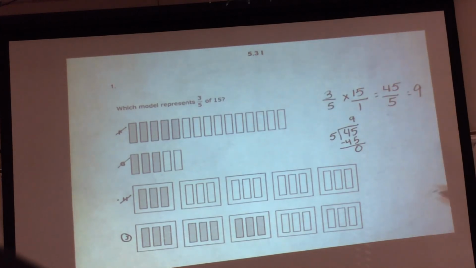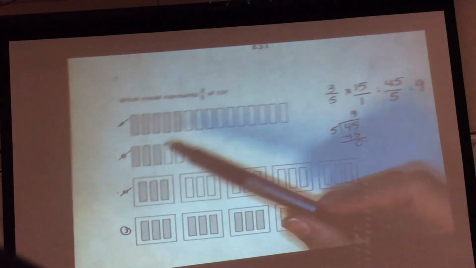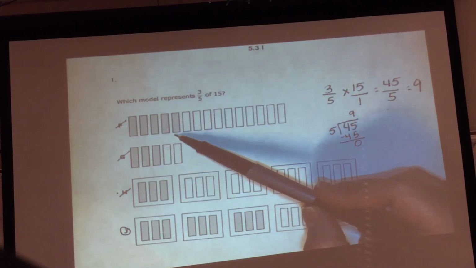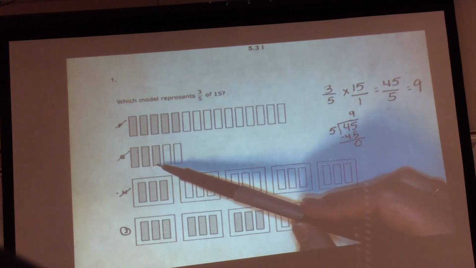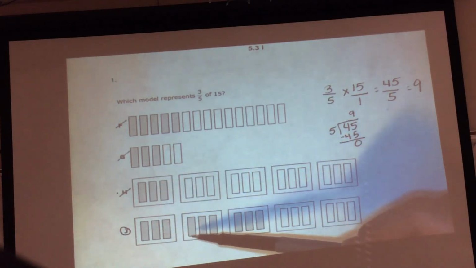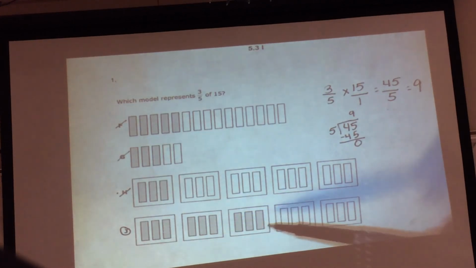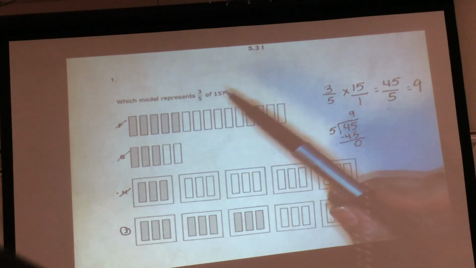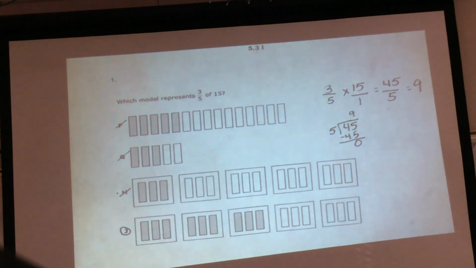Okay. So now I'm going to figure out which one of these has 9 shaded. 1, 2, 3, 4, 5. No. 1, 2, 3. No. 1, 2, 3, 4, 5, 6, 7, 8, 9. Yes. So if the picture doesn't make sense, multiply it and see how many should be shaded.